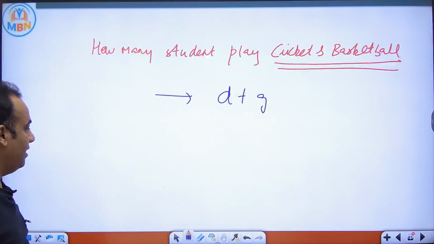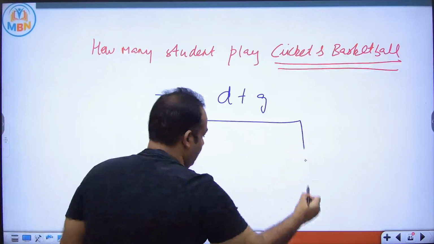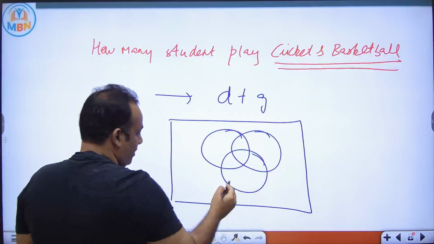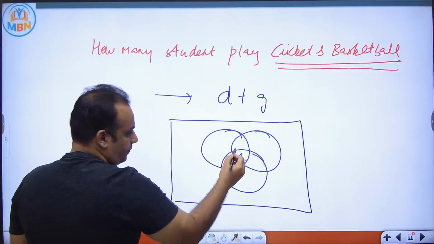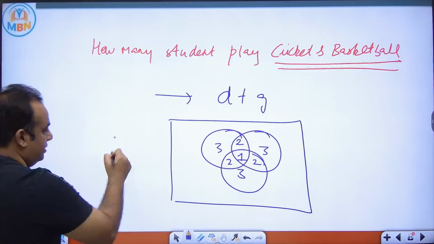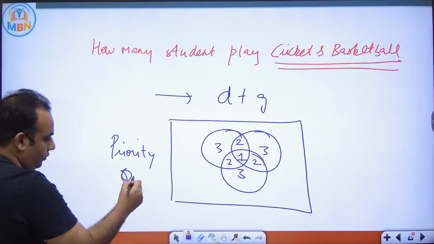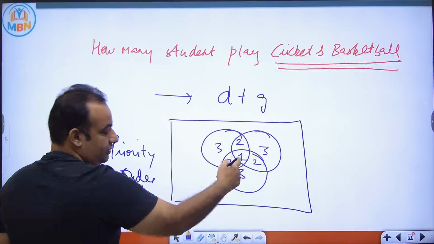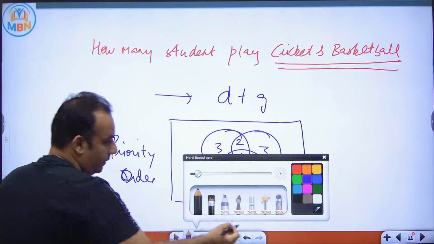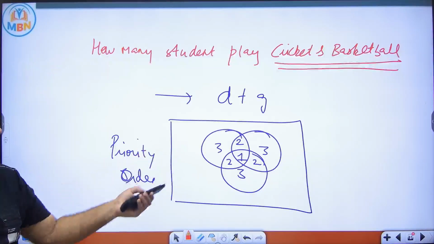Now, whenever you get a question on three variables, first circle, second circle, third circle. So try to fill this part first. First priority, second priority, and third priority. So this is the priority order. First you have to try to fill the value which is common to all of them, then common to two, then common to one, or they are only cricket, only basketball, only hockey.